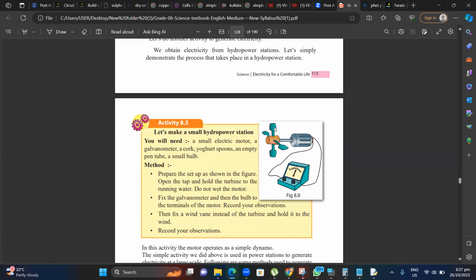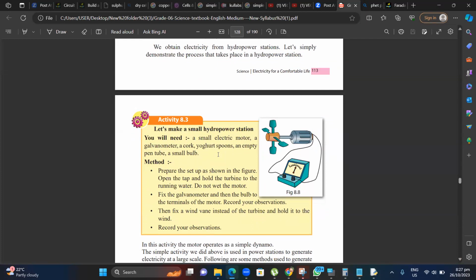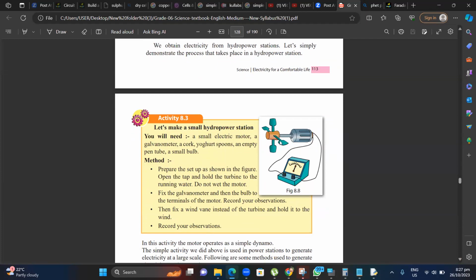You can see some yogurt spoons, a cork and a galvanometer. A galvanometer is harder to find at home, so you can use the birthday card speaker instead, because it consumes very little power. Then an empty pen tube and a small bulb. The empty pen tube is connected to the electric motor. You can use a 12-volt motor maybe.